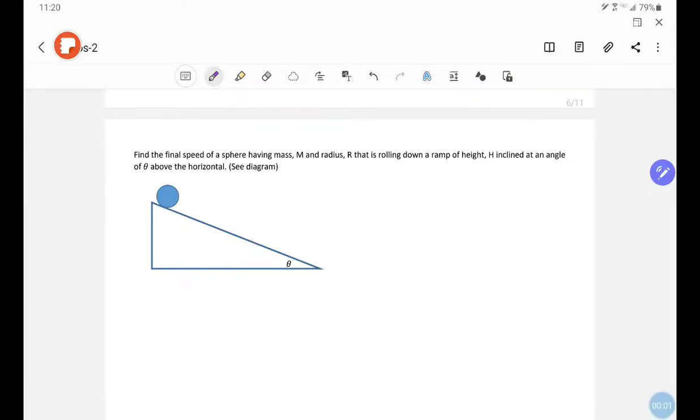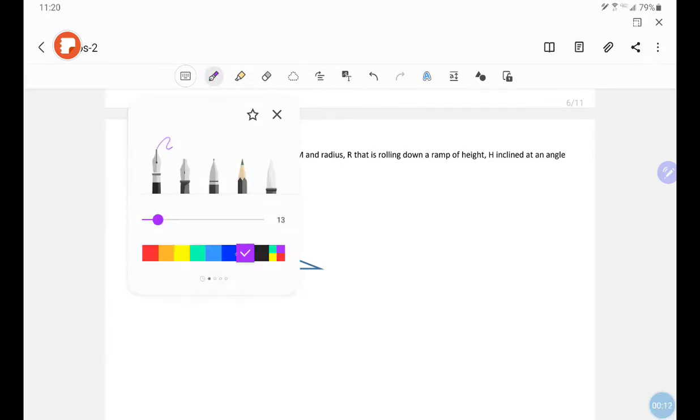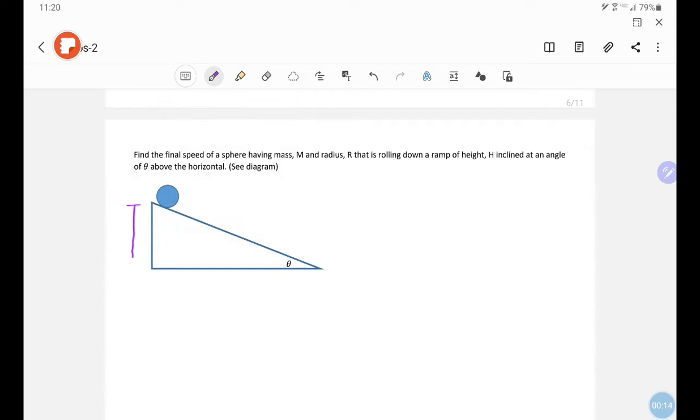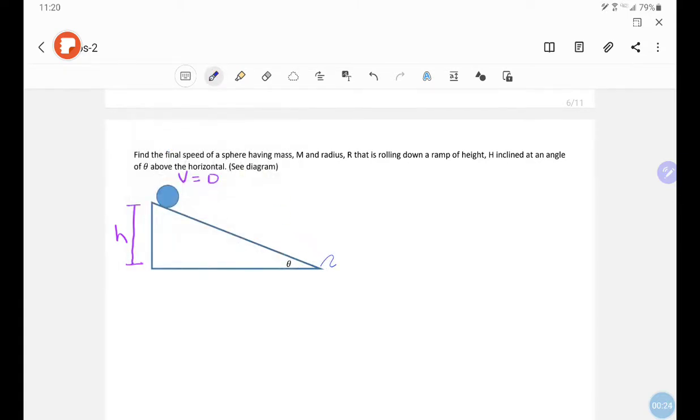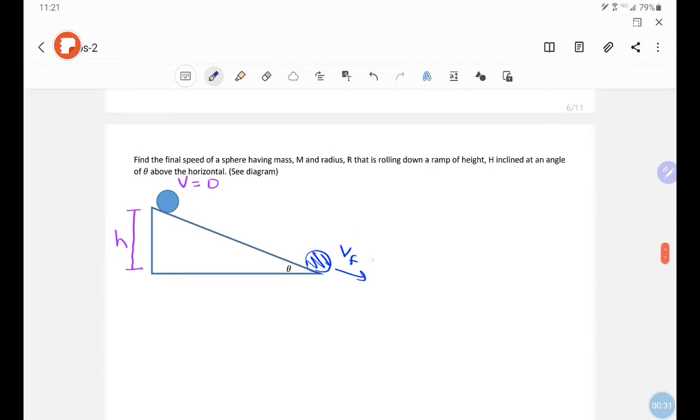Hi guys, here's an energy problem. It says find the final speed of a sphere having mass m and radius r that is rolling down a ramp of height h, inclined at an angle theta above the horizontal. So I'm told that my ramp has height h, and we're going to assume that the sphere starts from rest. So when the sphere gets here and is moving with some speed vf, I would like to know what that value is.